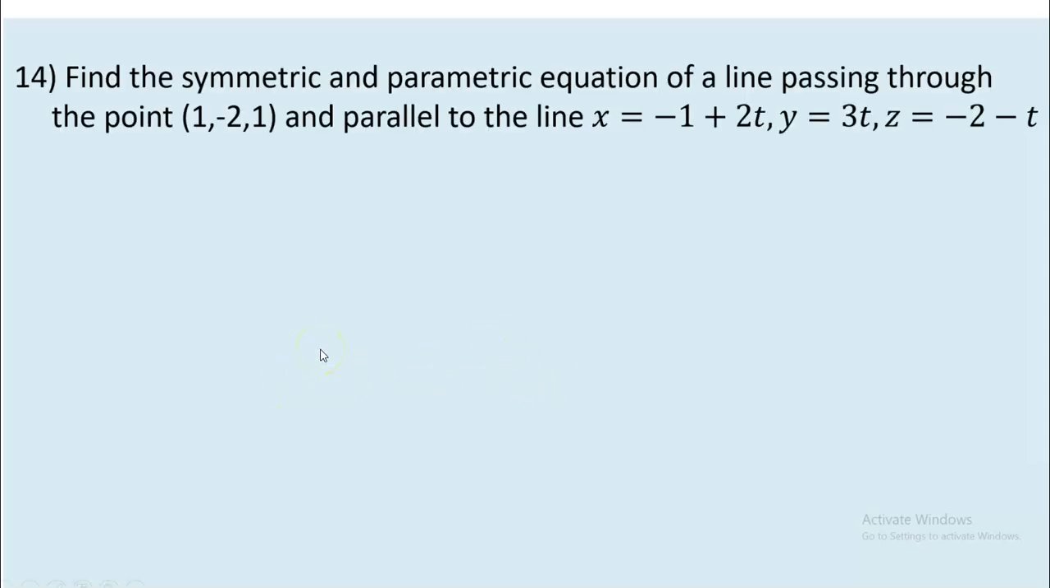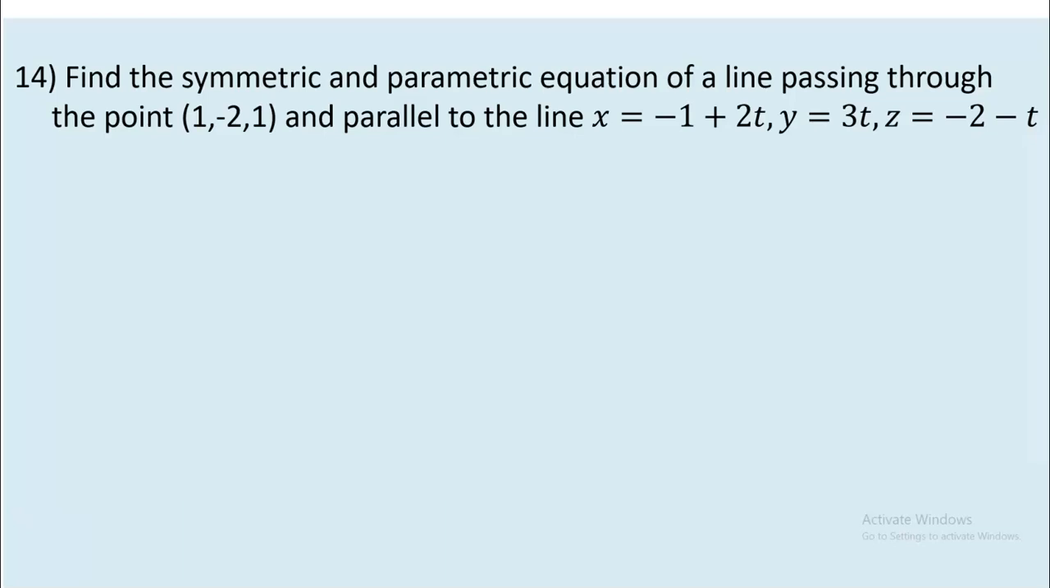Okay, students, what comes next is another question, and let's talk about solving question number 14. So you are given what, students? You are given a point the line is going to pass through, and the point is (1, -2, 1). And you are supposed to look for the equation of a line which is parallel to the given line and passing through the point (1, -2, 1).